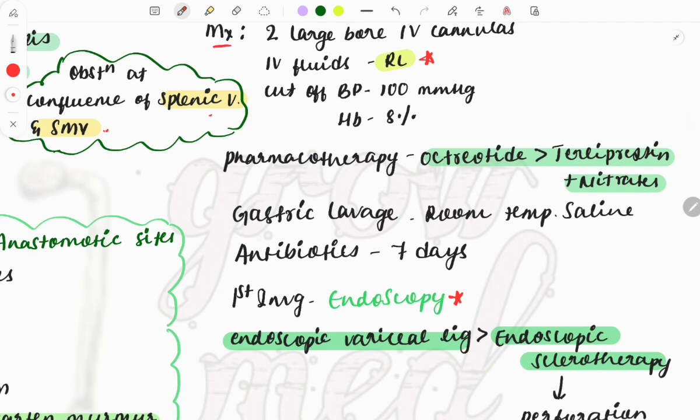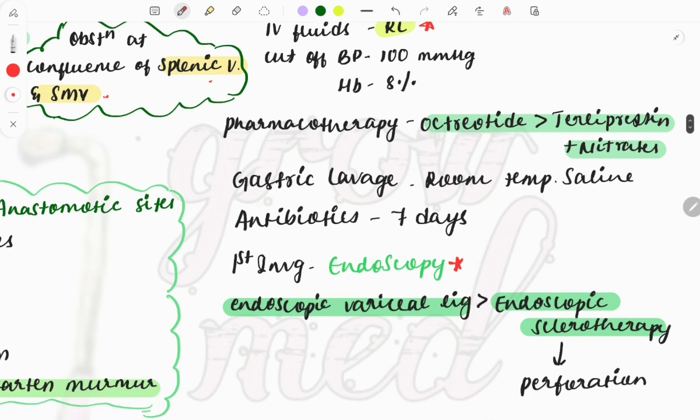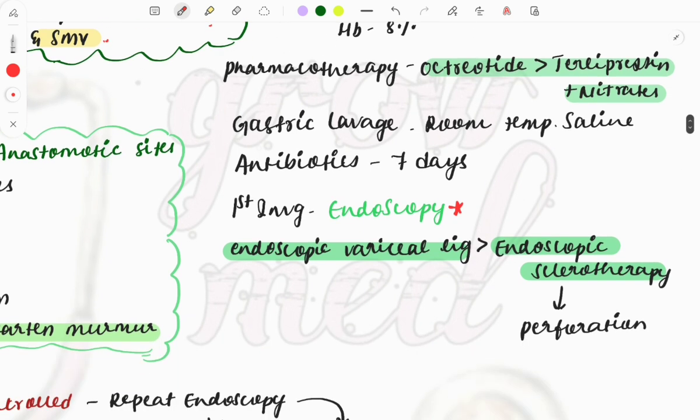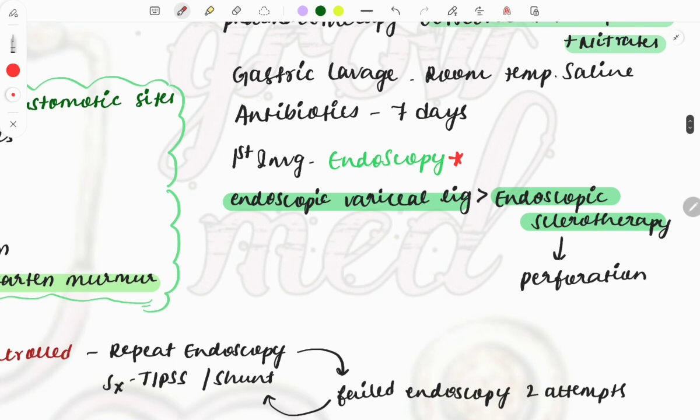Then pharmacotherapy: you will be giving octreotide and terlipressin plus nitrates. In the gastric lavage, room temperature saline you will be giving, and antibiotics for 7 days. And the first investigation is the endoscopy, and during the endoscopy you can do endoscopic variceal ligation, and this one is most commonly preferred because the other method, endoscopic sclerotherapy, has a risk of causing perforation, so this one is avoided and endoscopic variceal ligation is preferred.